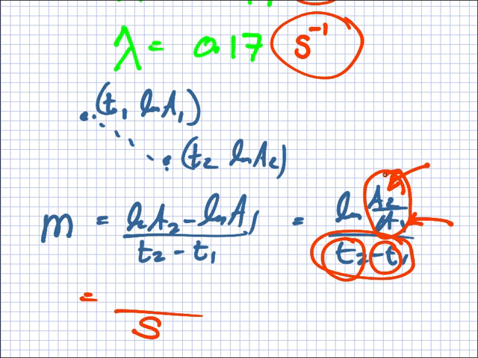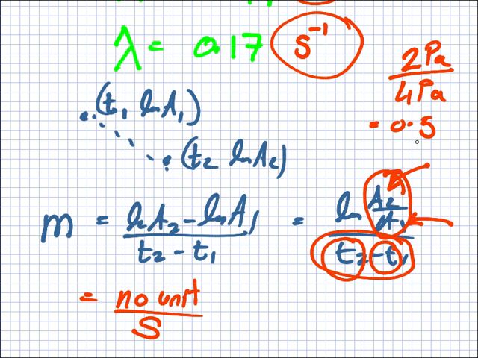Yeah, so what unit is that? No unit. I say 1. Yeah, really no unit. You know this. If I have 2 pascals over 4 pascals, the answer is 0.5. Don't tell me you forgot this.